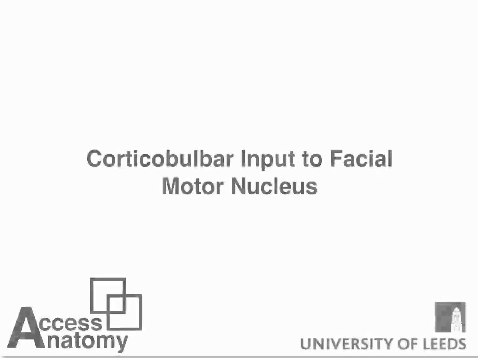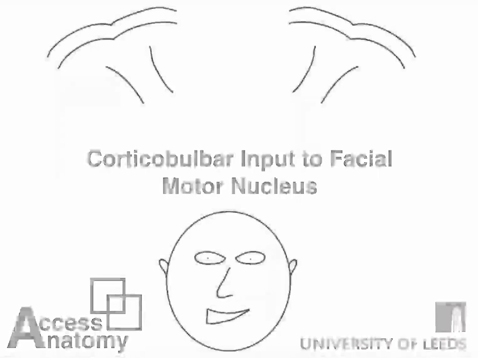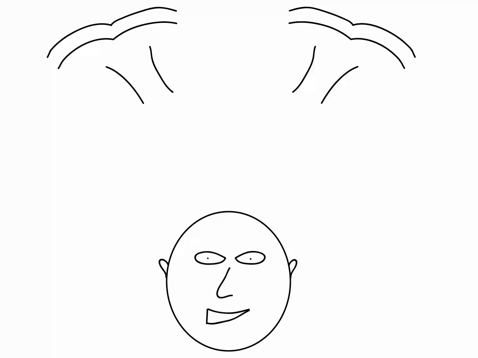In this video, we're going to look at the specific input to the facial nerve nuclei within the brainstem. So what we can see at the moment are the two pre-central gyri within the frontal lobe. We can see the internal capsule and the genu specifically, which is the region of the internal capsule that allows these descending motor fibers, these upper motor neurons, to pass to the brainstem. In this case, specifically, the facial nerve nuclei.